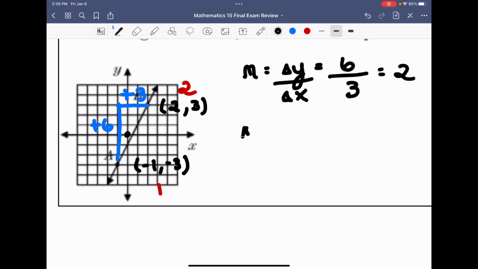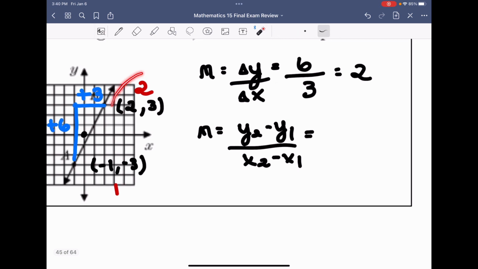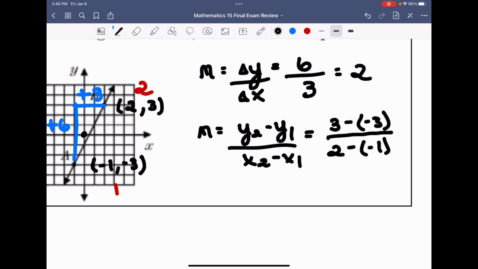Now in my slope formula, we have y2 minus y1 over x2 minus x1. That is equal to, well, if I go by the points that I've labeled here, this is the second point, this is the first point, that means my y2 is 3, my y1 is -3. So I'm going to say this is 3 minus -3, all divided by my x2, which is 2, minus my x1, which is -1, so 2 minus the -1, because the negative is inherent in the formula. The negative exists right away. So if you're wondering why I'm putting a negative here, that is why.